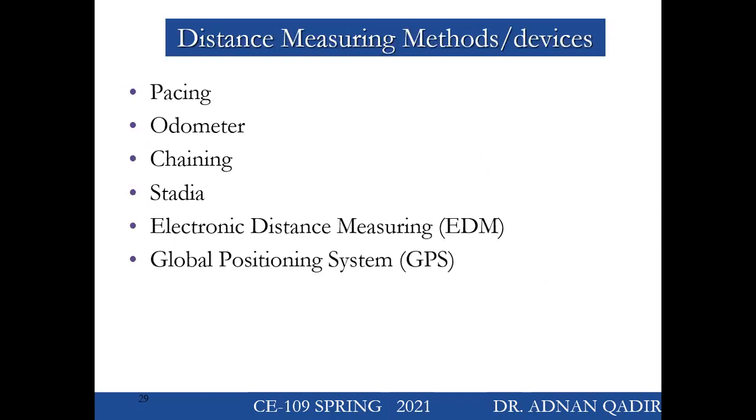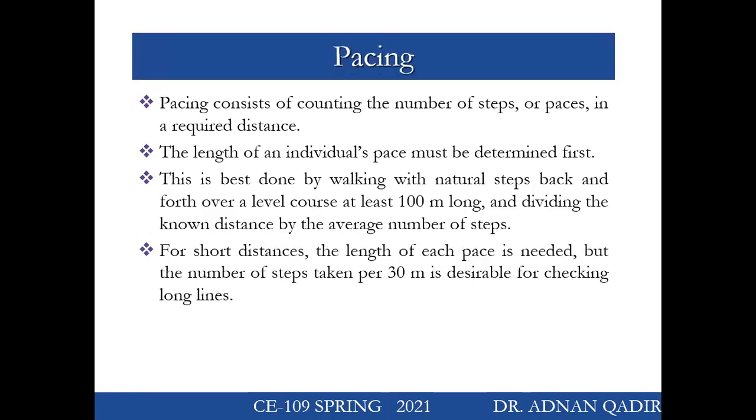Let's go quickly. What are the devices we use for measuring distances? Pacing, odometer, chaining, stadia, electronic distance measurement, EDM, and GPS, global positioning system. Let's go with pacing. Pacing consists of counting the number of steps or paces in a required distance. The length of an individual pace must be determined first.